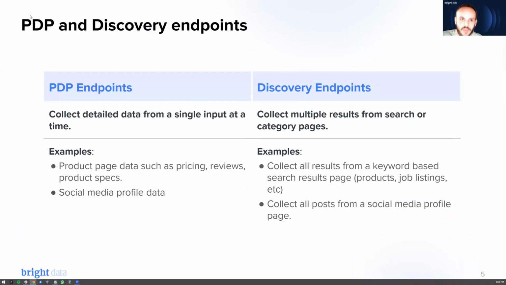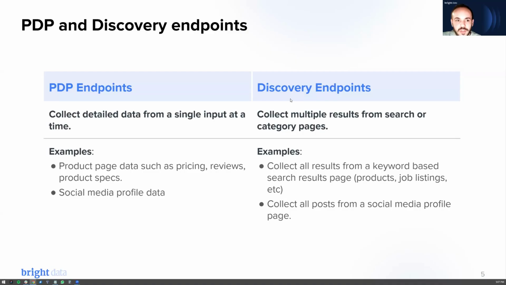Before we get into the demonstration itself, I'm going to show you a little bit of the types of endpoints and scrapers that we have. The PDP endpoints are about sending a single input, a single URL. It doesn't have to be single, you can send many URLs, but the fact is that you send one input and you get one record for it. So it's, for example, for product pages, social media profiles, social media posts, stuff like this. You send one URL, you get one record in return.